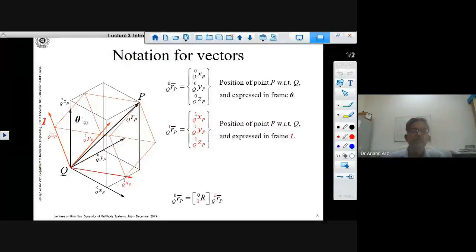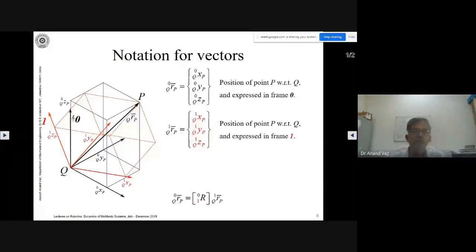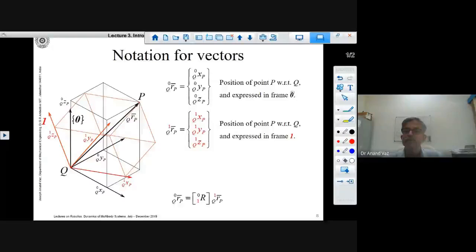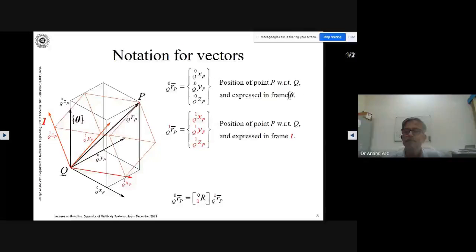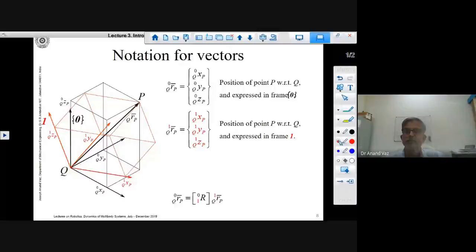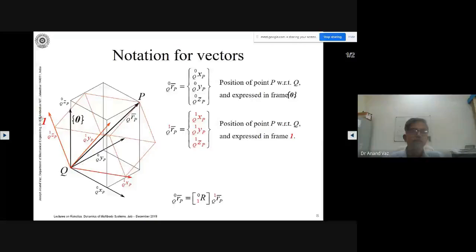So we have frame 0. Usually the frame is represented like this. If you see the notation by Craig, usually these brace brackets come here. In the same way, this is frame 0, and here we'll have frame 1. Frame 1 will be in red. So we saw that we could represent the same vector in different frames, frame 0 and frame 1.